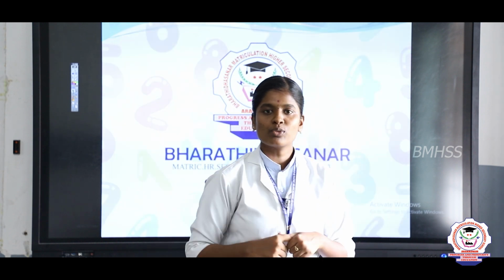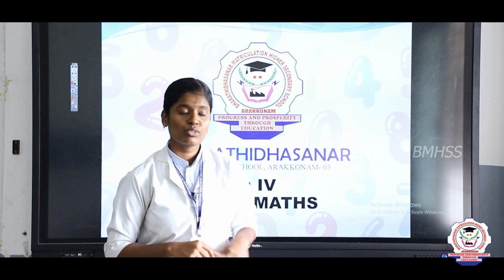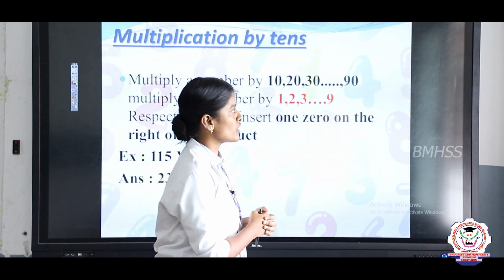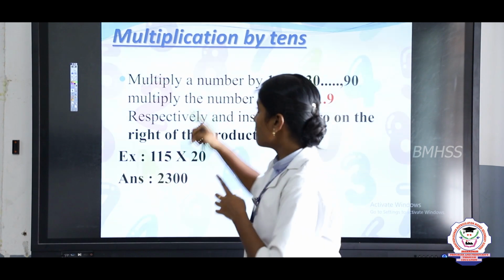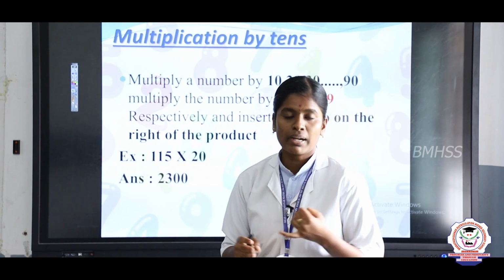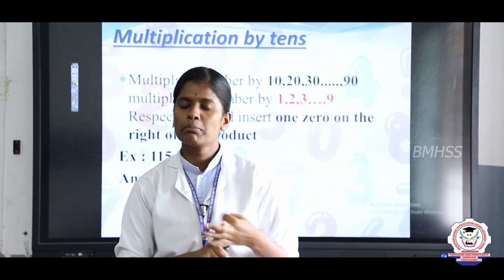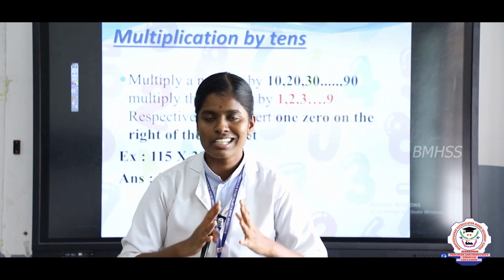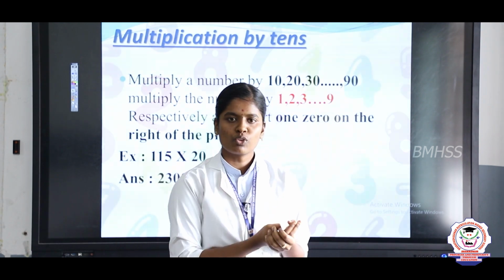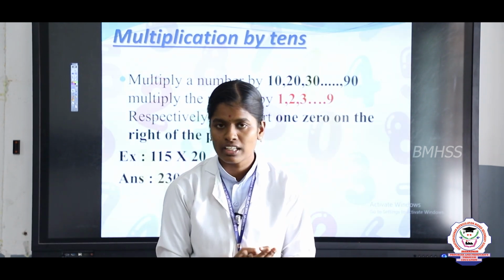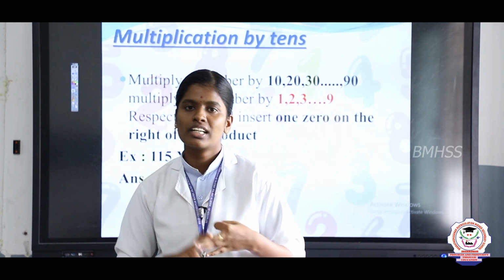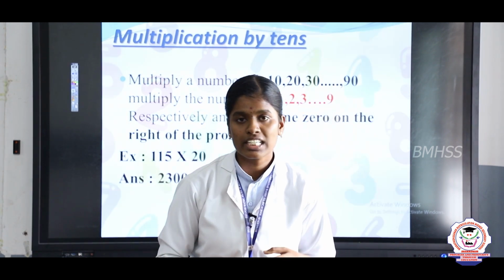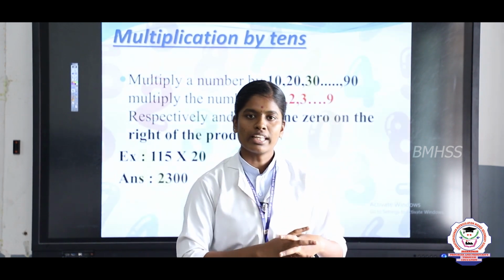So today we are going to see part 2. Today's topic is multiplication by tens, multiplication by hundreds and multiplication by thousand. Multiplication by tens means the tens form. What are all the tens forms you know? 10, 20, 30, 40, 50, 60, 70, 80, 90. These are all called the tens form.